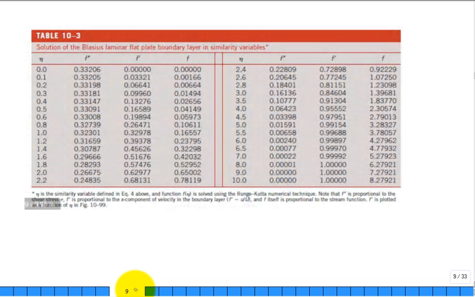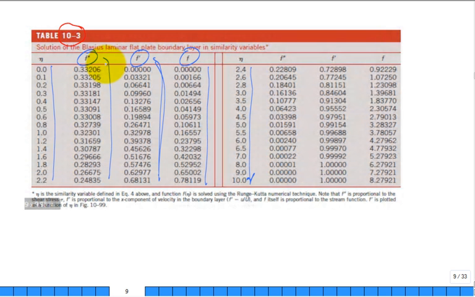Once you have it, unravel it. Here's the solution for 10 in table 10.3. So they give you eta going from 0 to 2.2 to 2.4 all the way to 10. They give you the F, the derivative. I think something's messed up on this. Which way is it? F double prime first? Yeah. So they give you F double prime, then F prime, then F itself. So this is the function, the first derivative with respect to the similarity variable, and the second derivative.